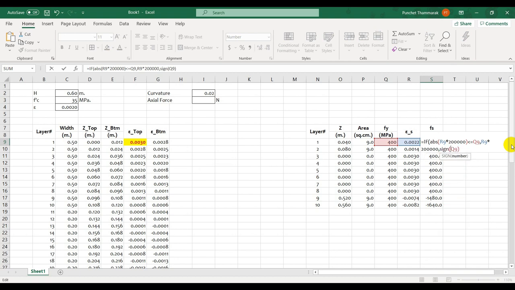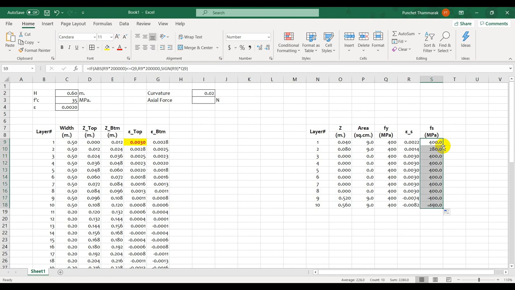We need to use the sign of what? Strain, and then multiply by... Okay, yeah, that's going to work. Let's see. Okay, there you go. So here is yielding. We need to use the sign 0.025. Yeah, it changes.